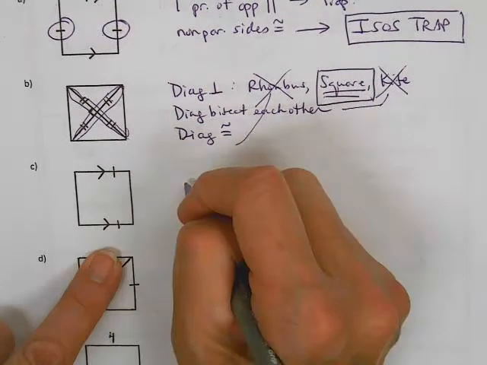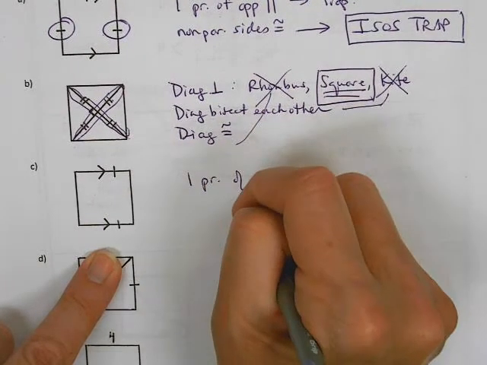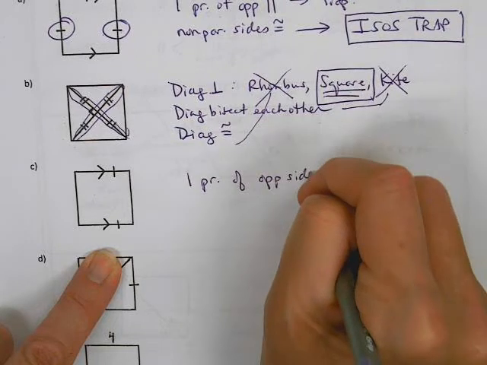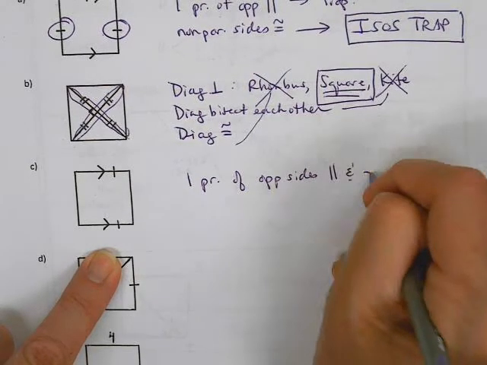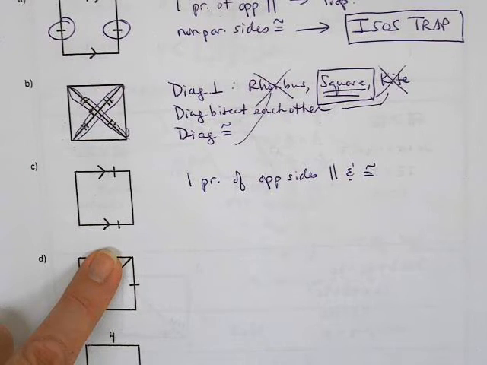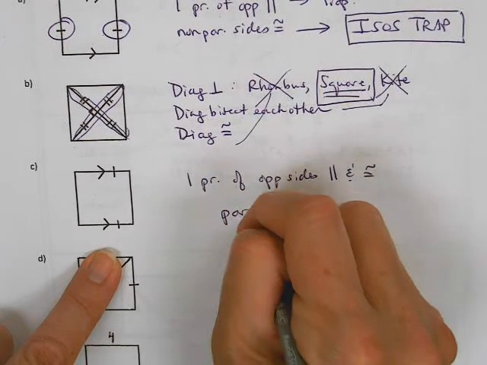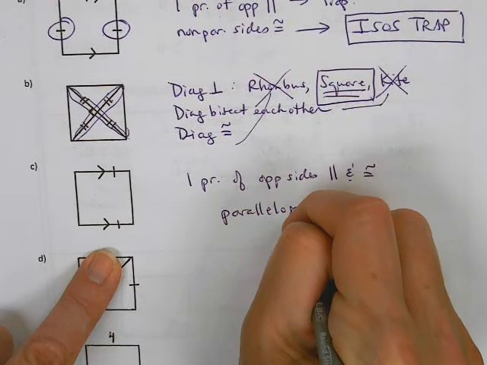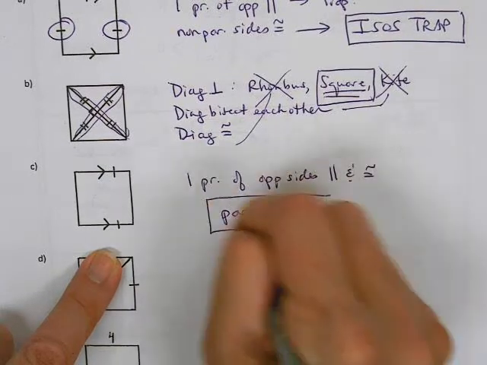Here I have one pair of opposite sides, parallel and congruent. That should ring out right away. That's the only information I have. I hope you realize that is a parallelogram. That was one of the ways we had to prove a parallelogram.